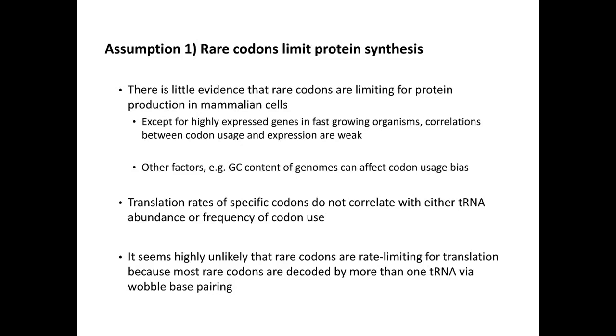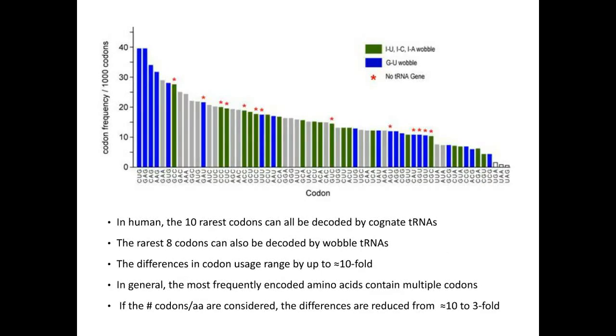And if you think about it, it would seem almost unlikely that a rare codon would be limiting for translation, since most of the codons can be decoded by more than one tRNA by wobble base pairing. Taking a look at this in a little more detail, in this histogram I plotted the codon frequency, same thing that was in that table, codon frequency per 1,000 codons versus different codons. This is human data. If you look at the rarest 10 codons, they all have a cognate tRNA, so they all have a gene that can decode them, but the rarest 8 can also be decoded by wobble, right? And the difference in codon frequency is about tenfold from the highest to the lowest.